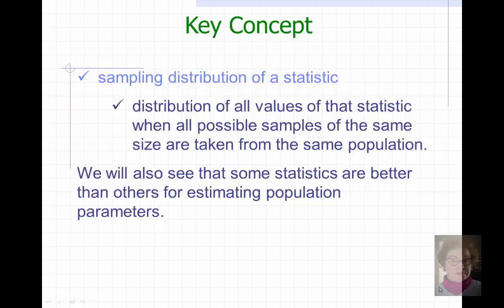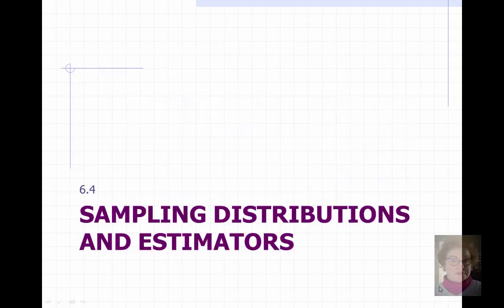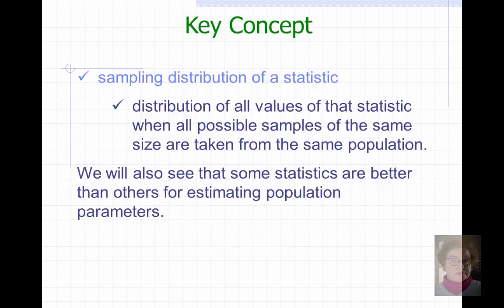Let's move on to section 6.4. So we're going to talk about sampling distributions and estimators. This is a relatively short section in your textbook, but the homework is probably going to take you a little bit longer because you will be calculating small sample means and variances. Just stick with your homework and it'll be okay.